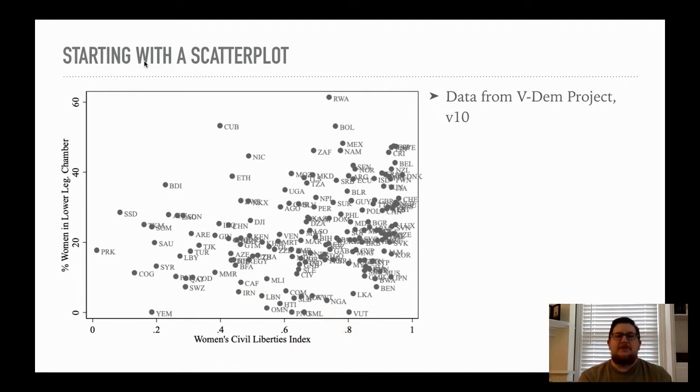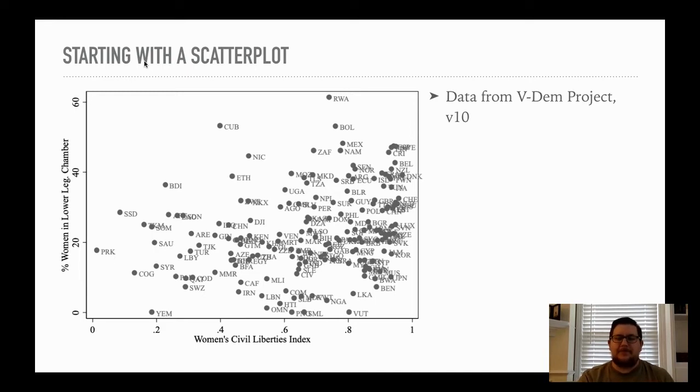And they've created a variable called Women's Civil Liberties Index. So are women granted the right to vote? Are they allowed to own property? So on and so forth, right? A lot of countries will score very highly on this, as you can see up here. And then, of course, you've got countries like the People's Republic of Korea, otherwise known as North Korea. That's way down here. So you can see that there's a lot of variation here.